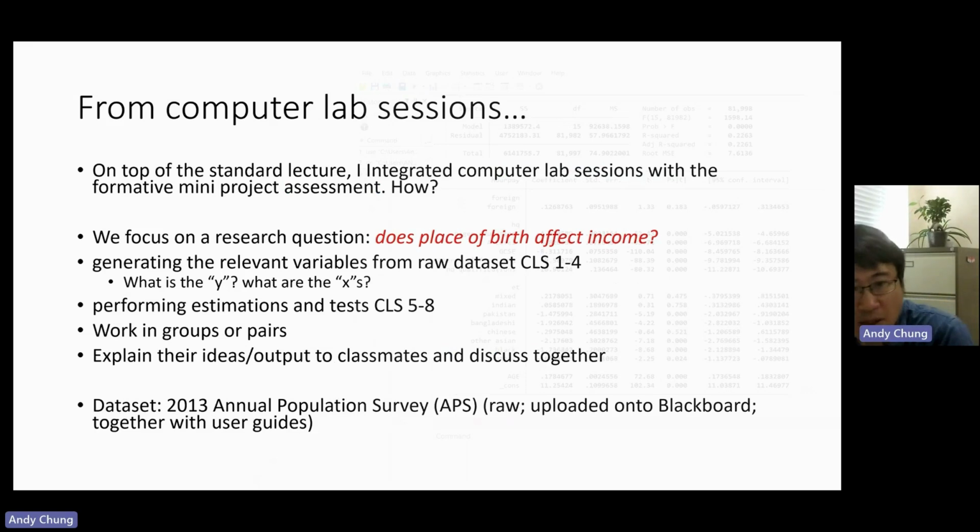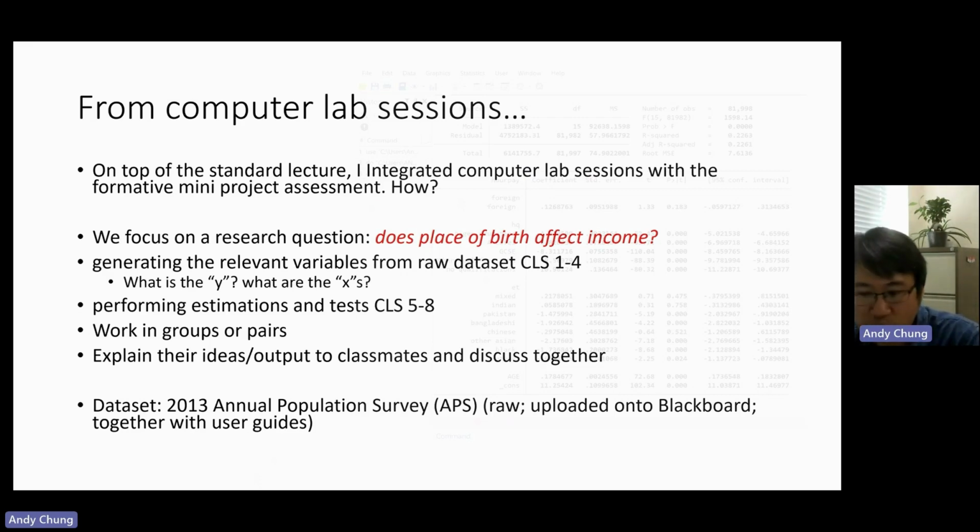In the computer lab sections, the research question that we discuss is: does place of birth affect income? It's not really a topic for a published paper. It's just a topic for research so that students can gain some experience. There are 8 computer lab sections in total. In the first 4 sections, we discuss how to generate the variables. We look at the user guides and find the relevant variables for our estimation. What are the x on the right-hand side? What is the y in the model, and so on?